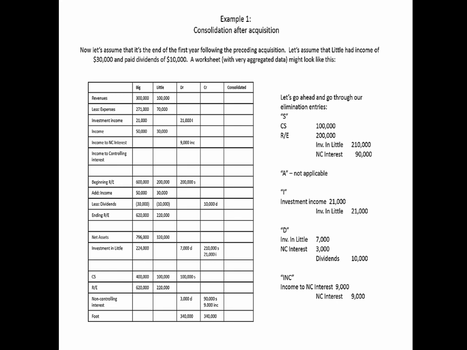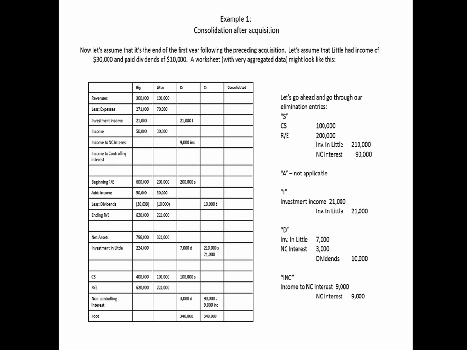Okay, now that we've recorded all of our elimination entries and posted them to the worksheet, the final step before going any further is it's always a good idea to foot the debit and credit adjustment columns to make sure that you've posted things properly.